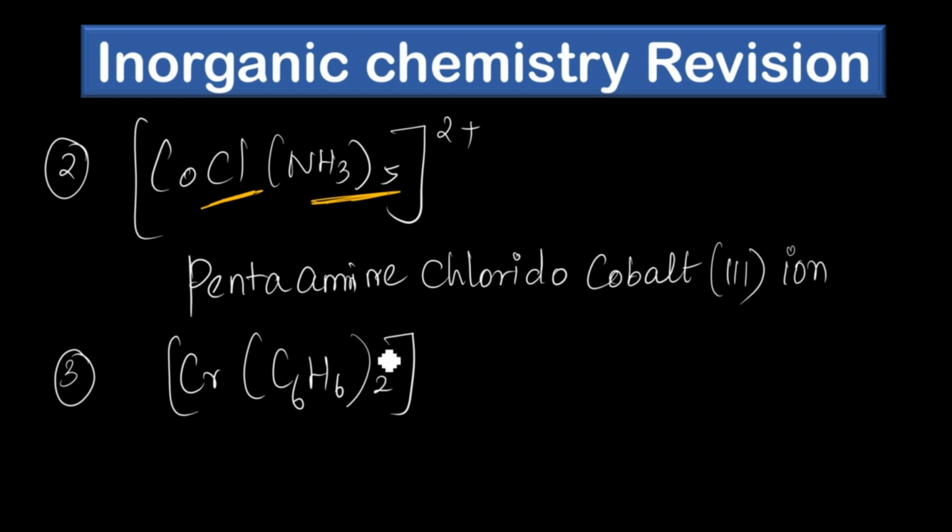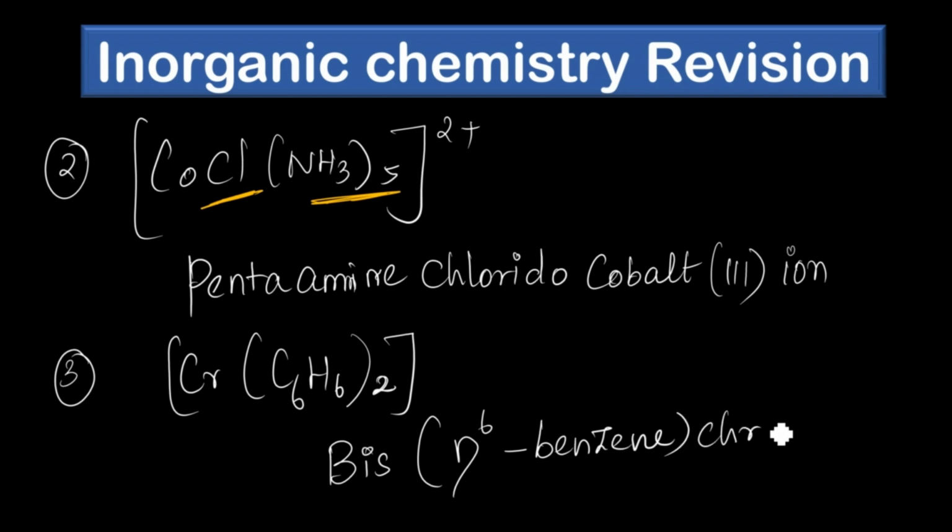Here, benzene is our ligand. How to name this? I have to name it with the eta. Two benzenes are there. How is it connected? Connected with 6 corners. So eta 6 benzene, chromium 0. 0 is the oxidation state. So this is an example for oxidation state naming, nomenclature.